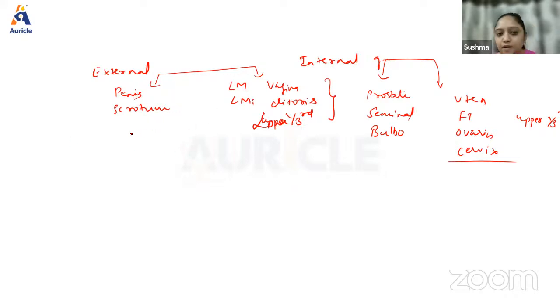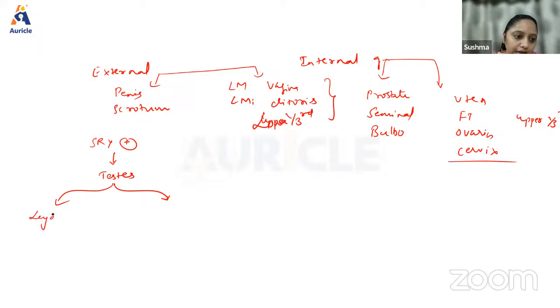Now understand one thing. If the SRY gene is present, what did I tell you? It leads to the development of testis. Now, testis has two different types of cells: Leydig cells and Sertoli cells. Now, Leydig cells produce two hormones. One is AMH, which is called anti-Mullerian hormone. Another is testosterone.